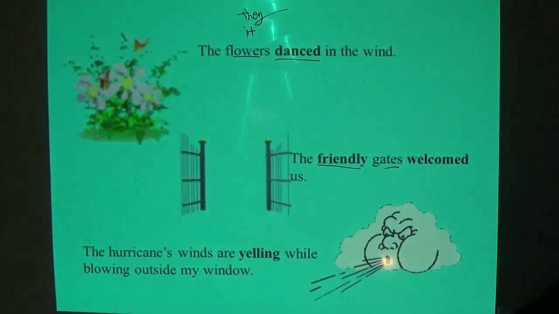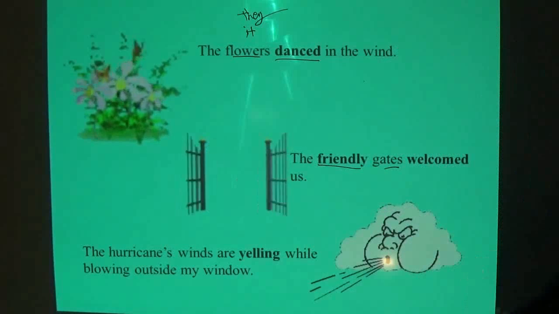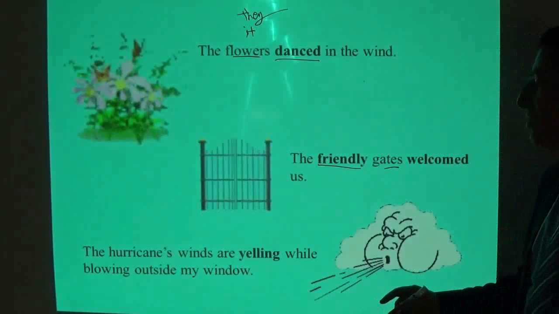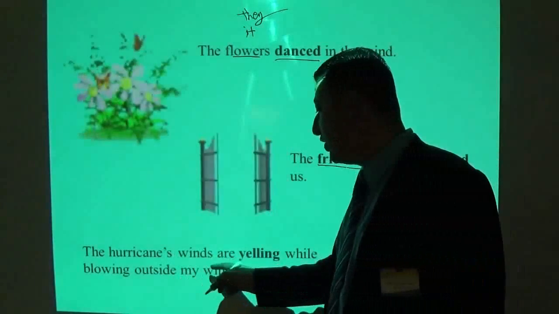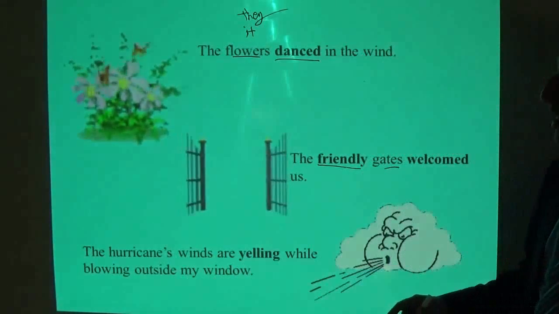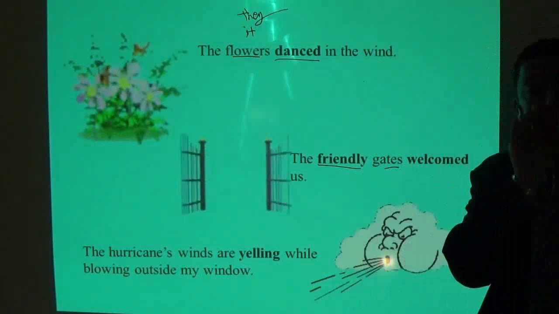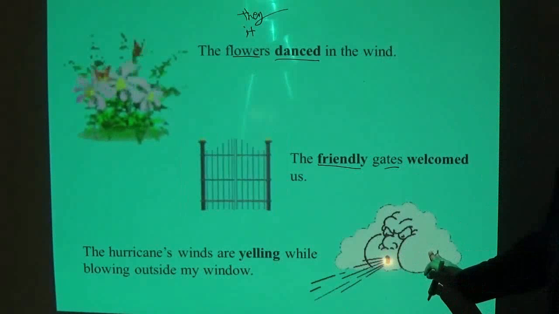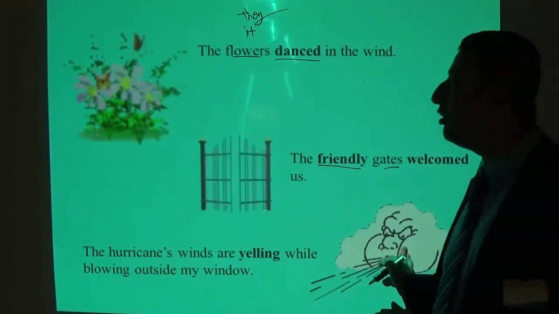The third picture, as you can see, is the wind. The hurricane's winds are yelling while blowing outside. Yelling means it speaks aloud. This means that the wind is very strong. Okay? This is called what?